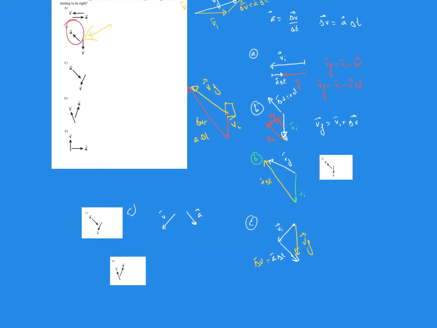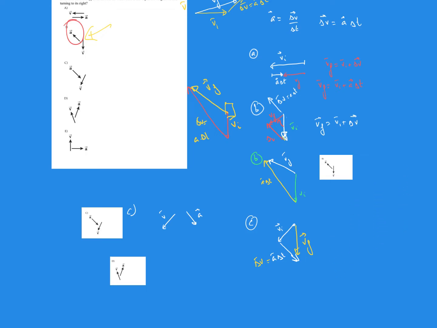Option C is when the velocity initial is going in this direction, and A by delta t is going in this direction. If I want to sum V sub I plus the change, I have to put the change at the head of V sub I. So V initial plus the change is V final. So this is rotating to the left. So this is not the one. C is not. Let's go see D.